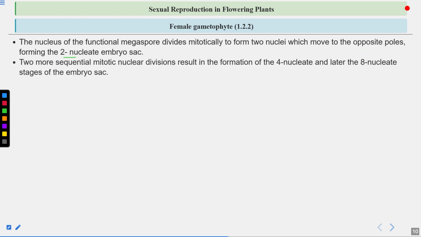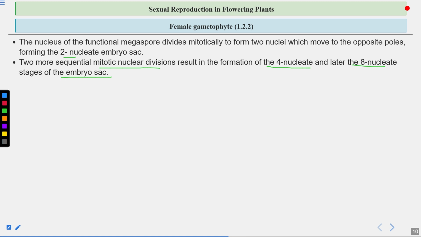Now two more sequential mitotic nuclear divisions. So in total, how many mitotic nuclear divisions are there? Three mitotic divisions, resulting in the formation of the 4-nucleate and later the 8-nucleate stage of the embryo sac, at the end of three mitotic nuclear divisions. So this is a free nuclear division.